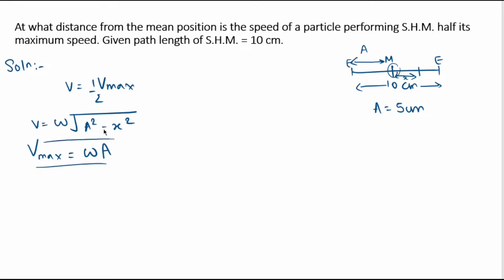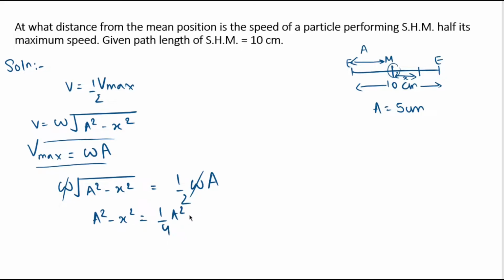So putting these two values here, we get omega root under a square minus x square is equal to half of omega a. Now omega omega gets cancelled, and squaring on both sides we can say that a square minus x square is equal to 1 by 4 a square. Now in order to calculate x, let's take x this side, so we can say that x square is equal to a square minus a square by 4. So this comes out to be 3 a square by 4.